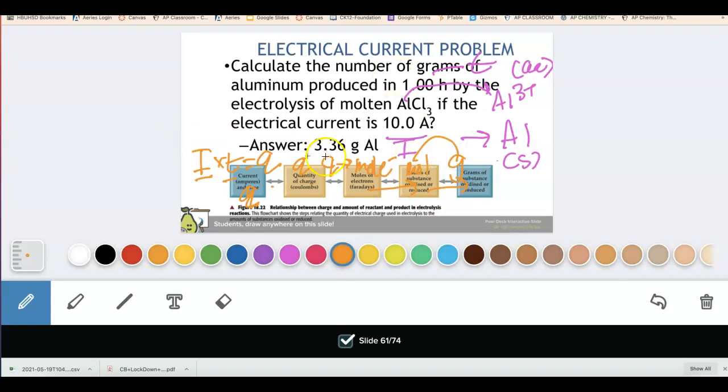Okay, so again, this is just a flow chart. You technically could start here and go backwards as well. It doesn't matter which way you go. You can start anywhere in the flow chart. You just have to flow the correct direction.